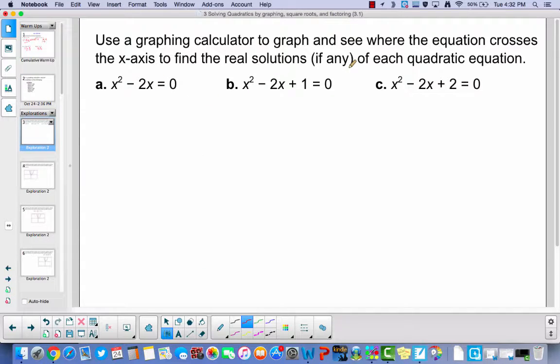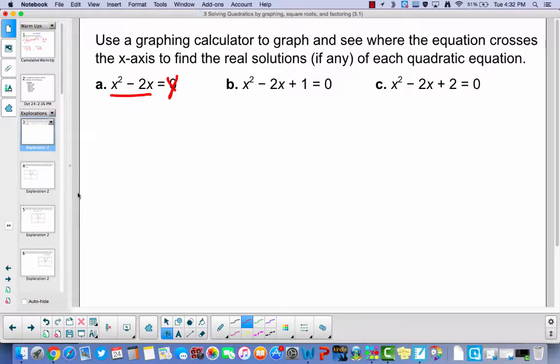So we're going to use a graphing calculator to see where the equation crosses the x-axis and find our real solutions, if any, of each quadratic equation. So we're going to graph this first one together. So remember, hit your y equals key, and then x squared minus 2x. This is my y. I don't need to put this in. This is what you want to put into the y equals.